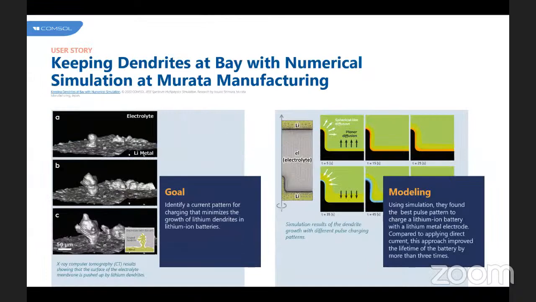So let me quickly tell you about one or two use cases around this. This is one company called Murata. They have tried to simulate the dendrite formation. This is a typical problem in lithium ion batteries, that lithium starts depositing in a dendrite form. And these are the experimental images you can see on the left hand side. Something similar they tried to simulate, and they have also found a way how this dendrite growth can be reduced by giving a pulse current during charging. And those designs are optimized and also validated with the experiments.